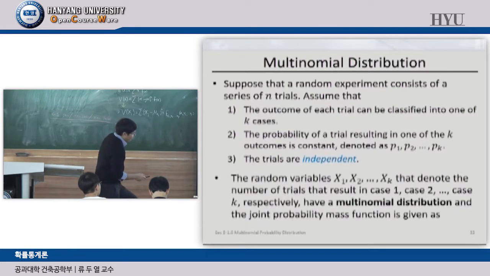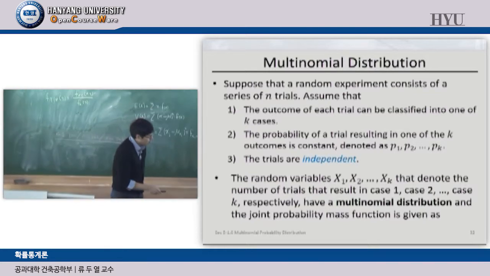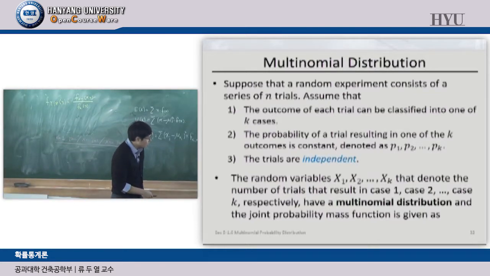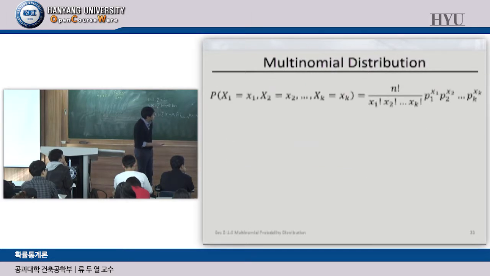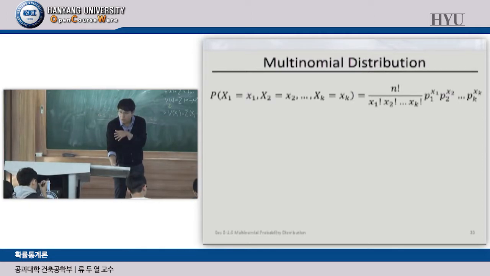In this case, the random variables x1, x2, ..., xk, that denote the number of trials that result in case 1, case 2, ..., case k respectively, have a multinomial distribution, and the joint probability mass function is given as the following equation. Okay? So the difference between the binomial and multinomial distribution is that in the case of the binomial distribution, we have only two options, right? But in this case, we have multiple options from 1 to k. Okay? And each case has a different probability.